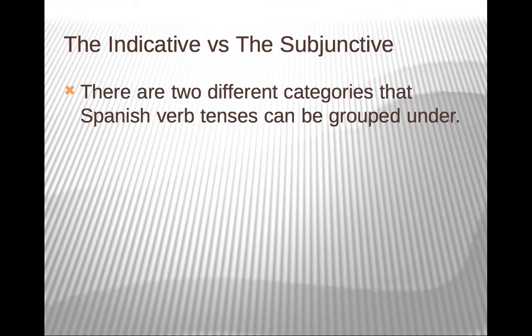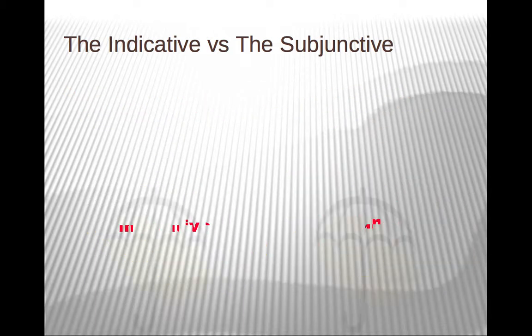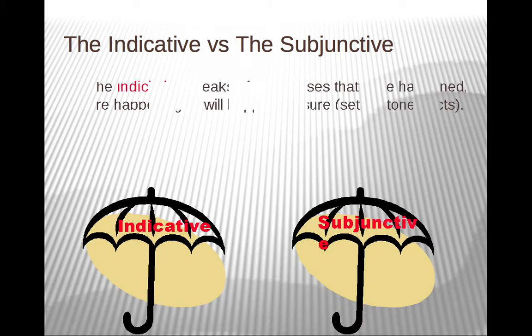There it goes. Okay. There are two different categories in Spanish that verb tenses can be grouped in. One, obviously, is the indicative, and one is the subjunctive. I kind of think of them as two umbrellas. All Spanish grammar can be grouped under two umbrellas, indicative and subjunctive. Okay, that's all you really need to know right now. I'm going to show you what we've done so far for the indicative. Okay, here's the two umbrellas.